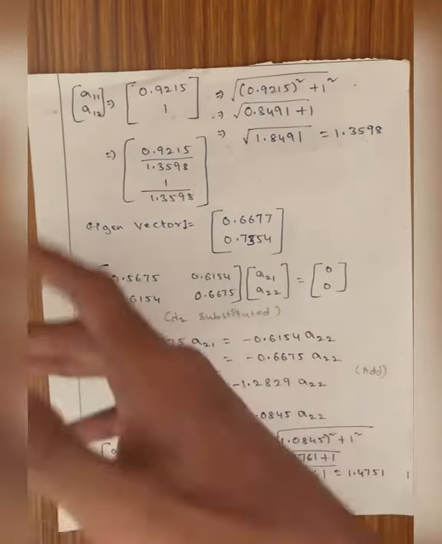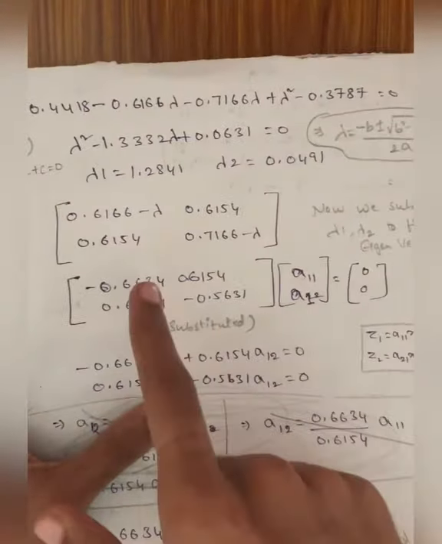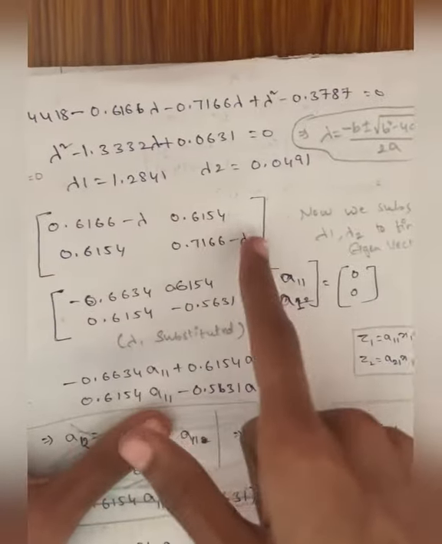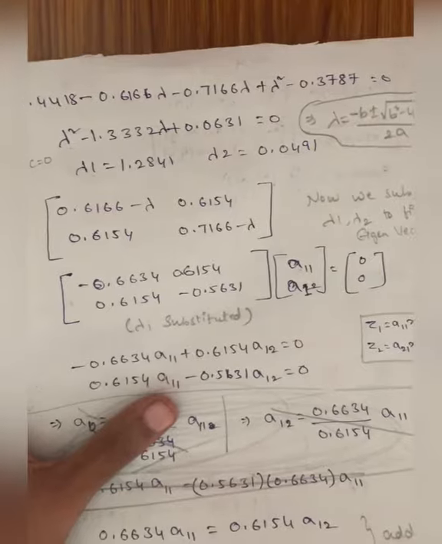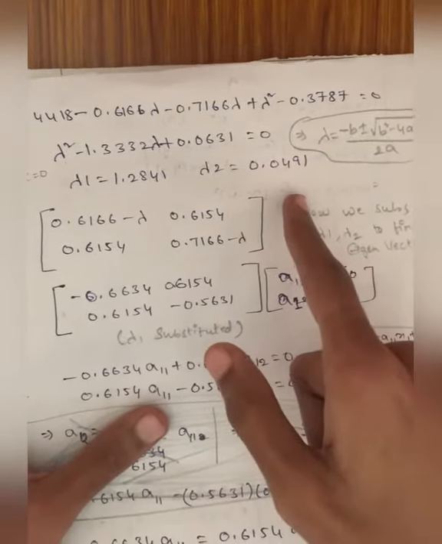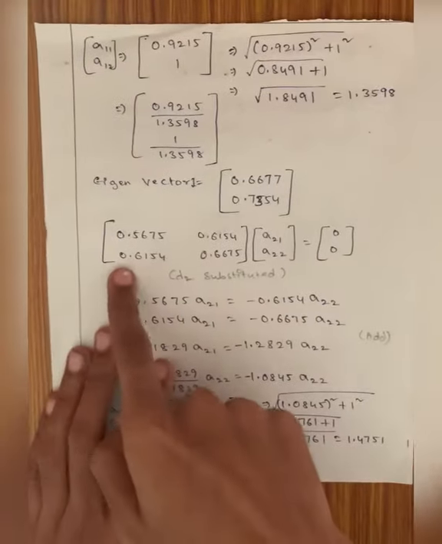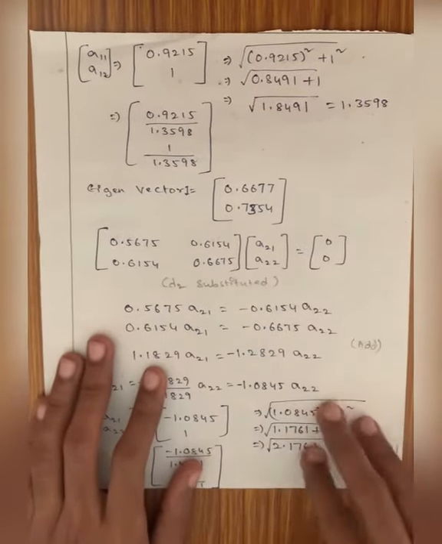Similarly, as we have seen here, minus lambda is substituted here. Initially we have taken lambda 1, 1.2841, and solved this problem. Now we are taking lambda 2, 0.0491, and we are substituting here. So after substituting, we will get these values here. So again the same procedure is repeated.